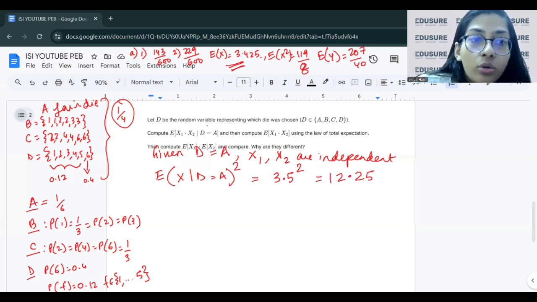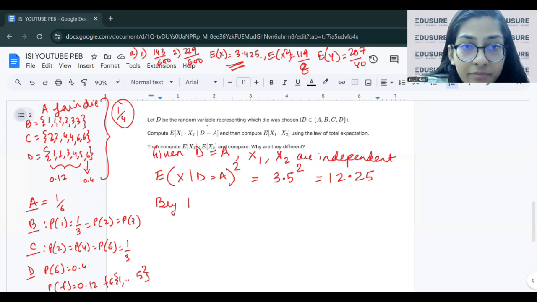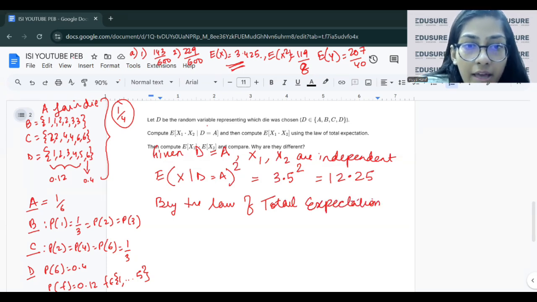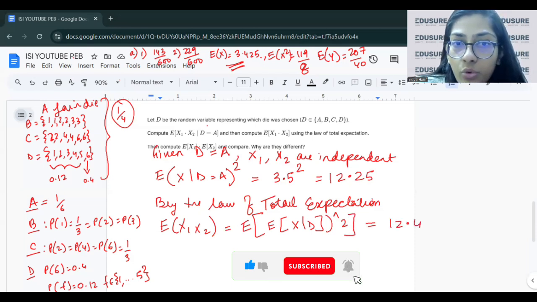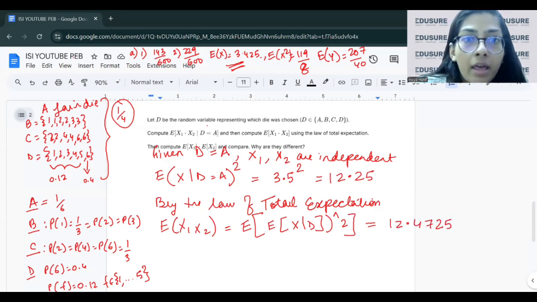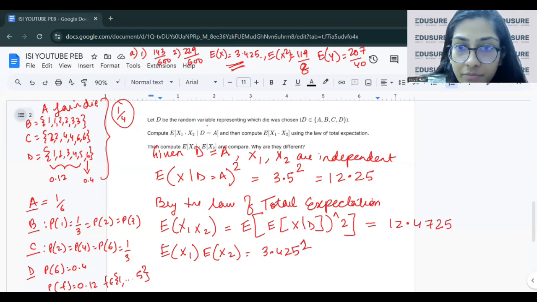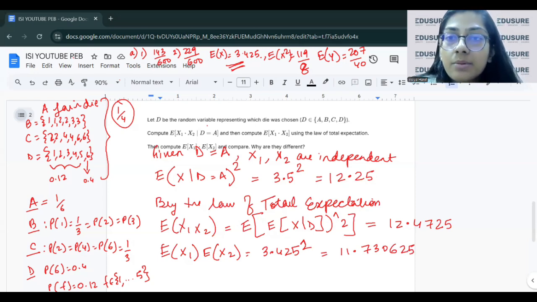Now by the law of total expectation, expectation of x1 x2 is going to be equal to expectation of x given D whole square, which is equal to 12.4725 from the earlier parts. And expectation of x1 into expectation of x2 is going to be 3.425 square, which is equal to 11.730625. We saw this in the earlier part when we were calculating covariance.